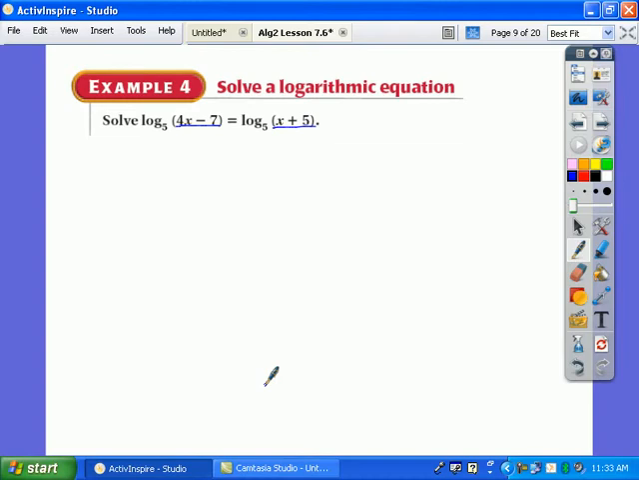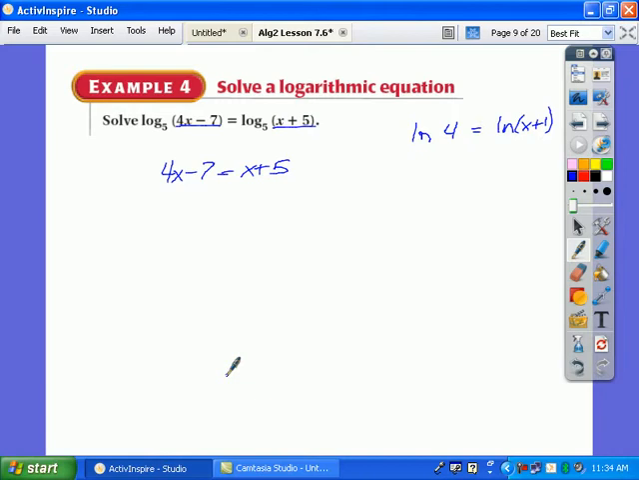For instance, if I know that ln of 4 equals ln of x plus 1, the only way those two things are equal is if x plus 1 also equals 4. If x was 5 here, well, ln of 6 doesn't equal ln of 4. That doesn't make sense. So the same idea applies on this problem. The only way this could actually work is if 4x minus 7 equals x plus 5. That's the only possibility here.